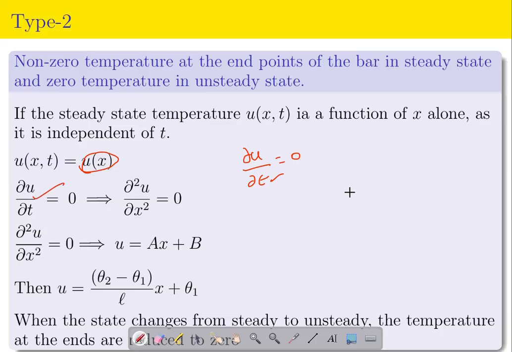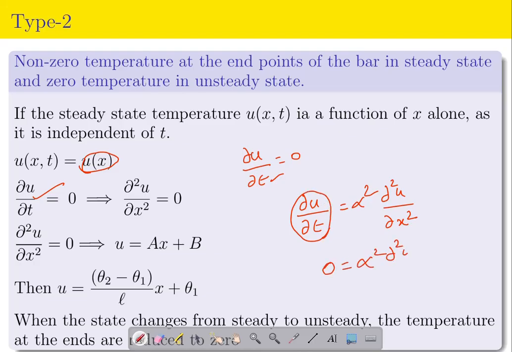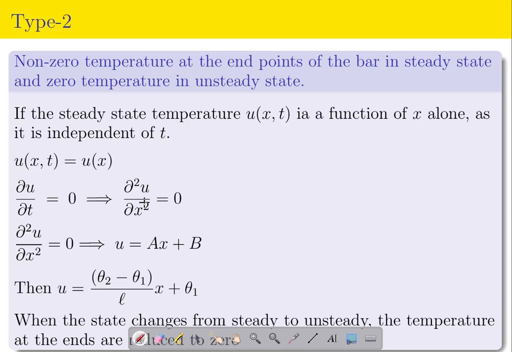From this result, what is our one-dimensional heat equation? ∂u/∂t = α² ∂²u/∂x². Since ∂u/∂t is 0, we get 0 = α² ∂²u/∂x². Bringing the constant term to the other side, we know that ∂²u/∂x² is 0. Therefore, since the second derivative is 0, we get u = ax + b.